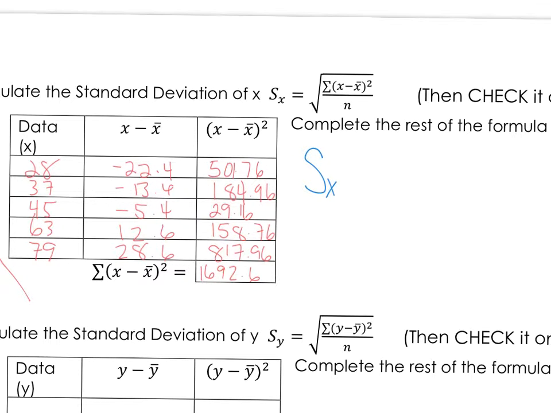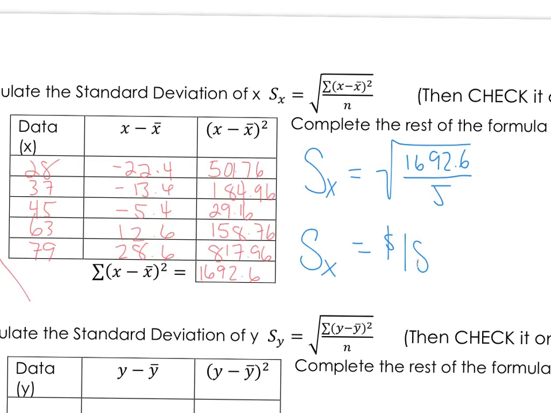So S sub x, the standard deviation of our sample data, is equal to the square root of that sum, 1692.6, divided by n again, which in this case is 5. We got 5 pieces of data. So I'll work this out on my calculator. When I did this, I got the standard deviation is about equal to, and this is going to be money, $18.40.